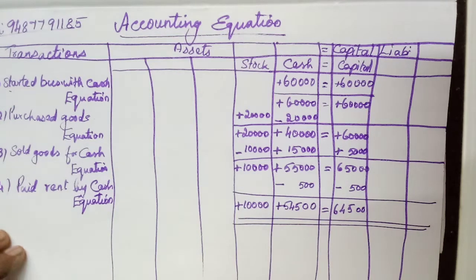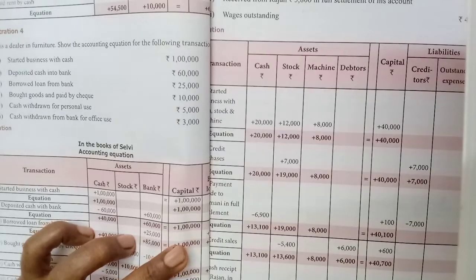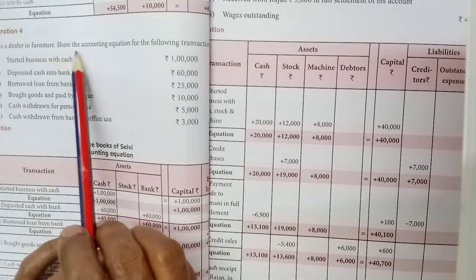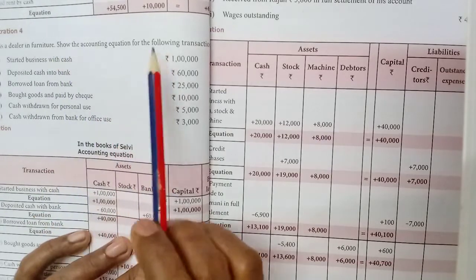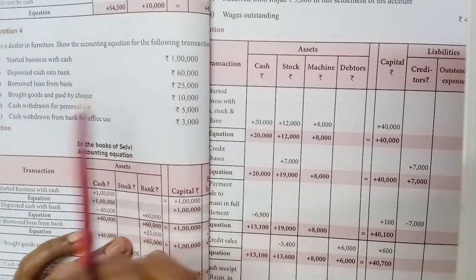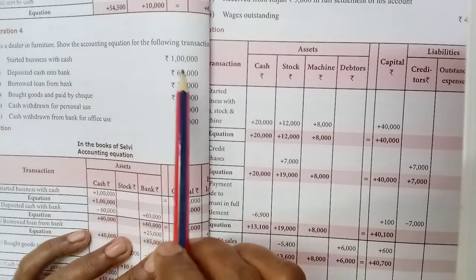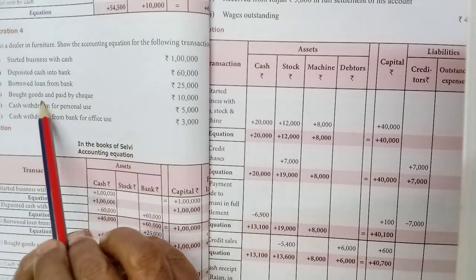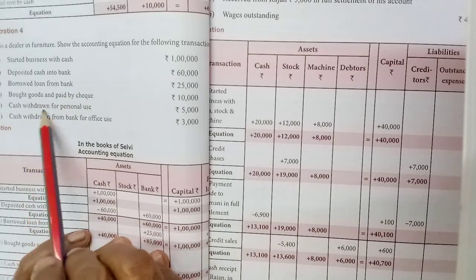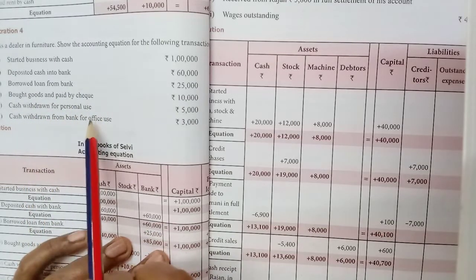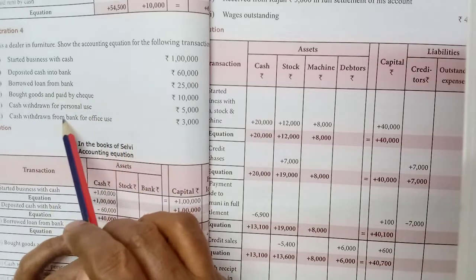Okay, now we will see the next illustration. Selvi is a dealer in furniture. Show the accounting equation for the following transactions. Started business with cash 1 lakh. Then deposited cash into bank 60,000. Borrowed loan from bank. Then bought goods and paid by check. Cash withdrawn for personal use. Cash withdrawn from bank for office use. Some new items are given.